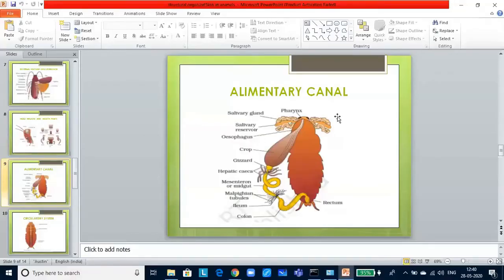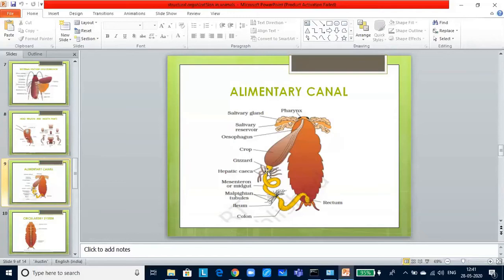The alimentary canal is divided into 3 regions: foregut, midgut, hindgut. Foregut, the mouth opens into a short pharynx leading to a narrow tubular passage called esophagus. Esophagus will open into a sac-like structure called crop, which is used for storing the food. Now the crop is followed by the gizzard or proventriculus.